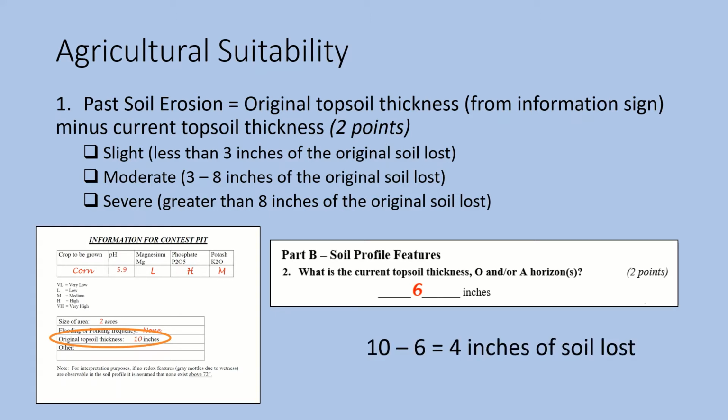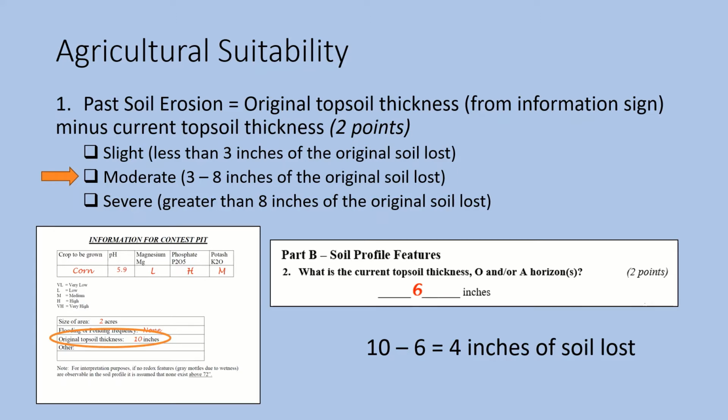So you'll subtract the current topsoil thickness from the original, and in this example we had 10 inches of topsoil originally. Currently the topsoil is 6 inches thick, so we know we have 4 inches of soil that's been eroded from the site. So this would be moderate for 3 to 8 inches of the original soil lost.